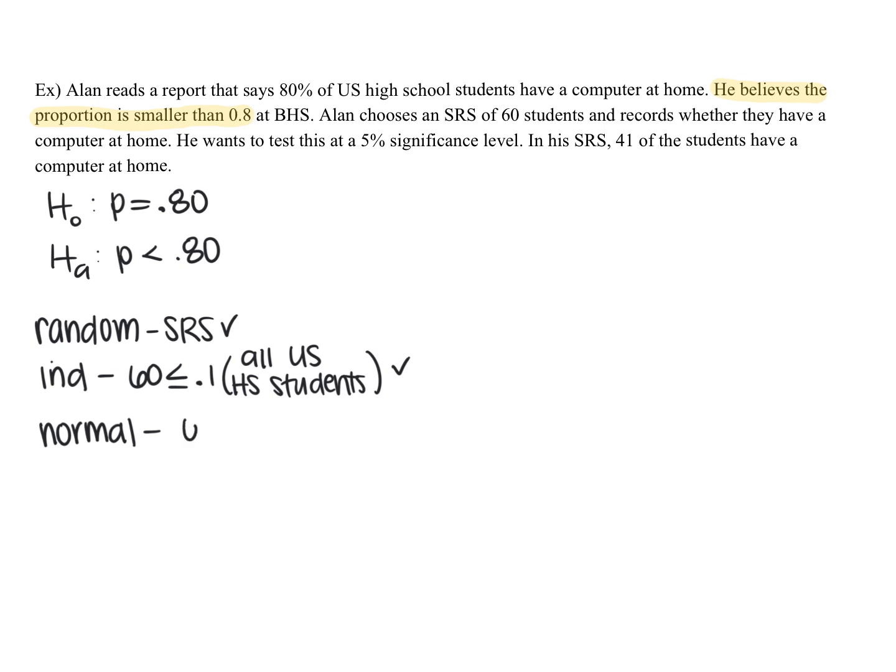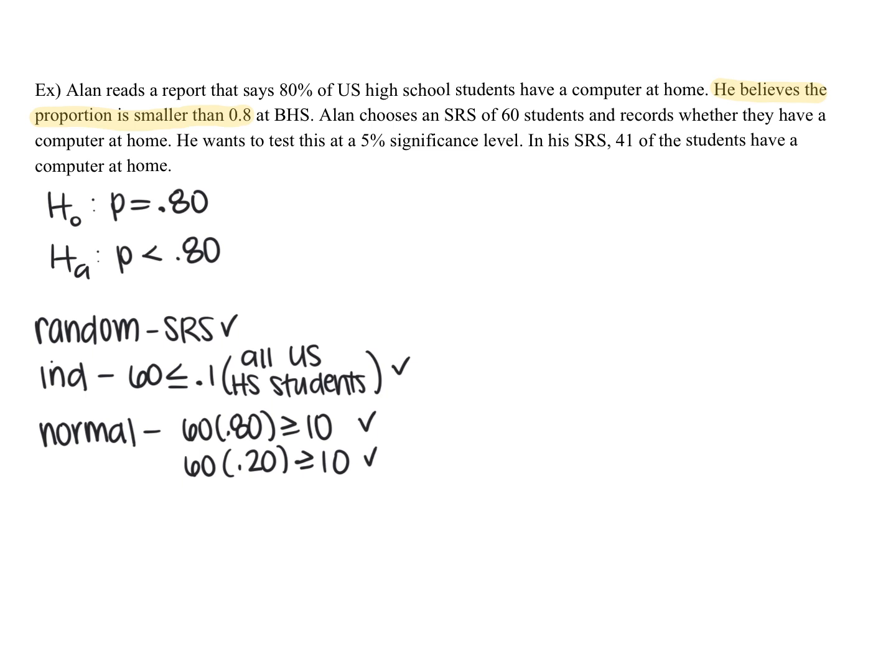So we need to check that 60 times 0.80 is greater than or equal to 10, and 60 times 0.20 is greater than or equal to 10. 50% of 60 is 30, so 80% is definitely greater than or equal to 10. The only one that I might have a little bit of problem with is 20%. And 60 times 0.2 is 12. So just barely, but it is greater than or equal to 10.